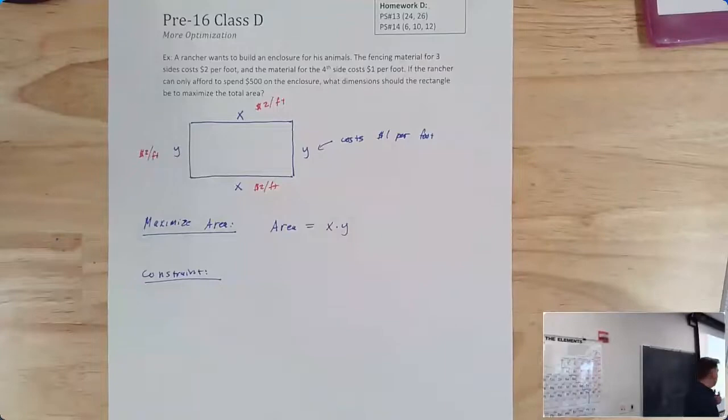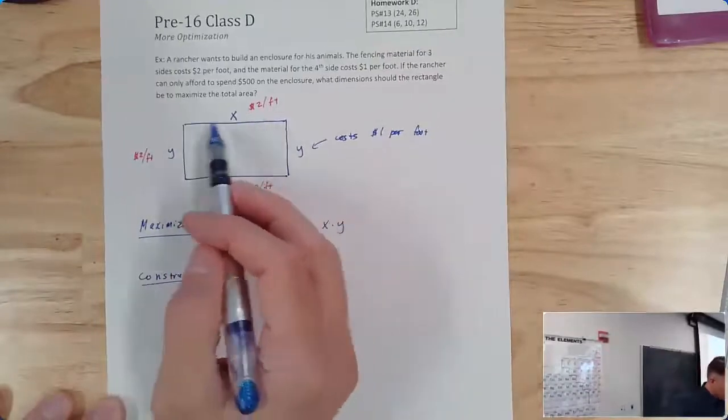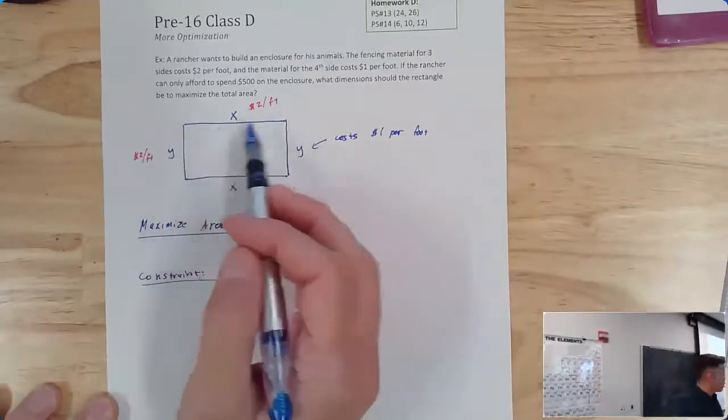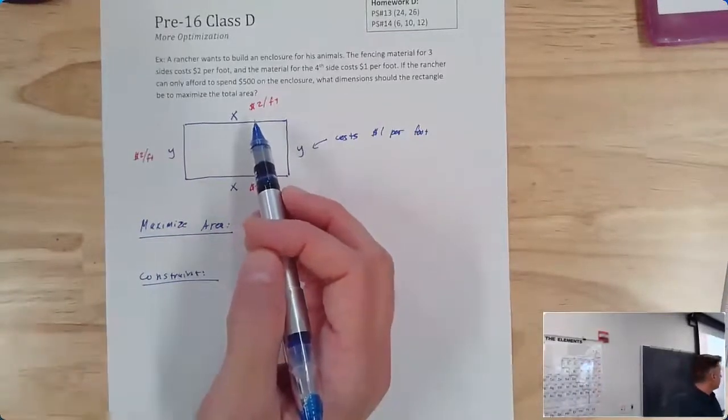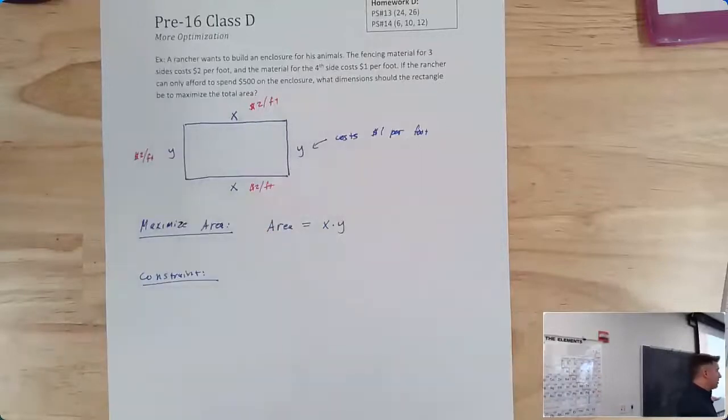So let me ask you all a question. Let's say we did all the work. We got some pretend numbers for answers. Let's say this side ended up being 100 feet long. That X side. How much did that side cost to build if it was 100 feet long? $200, right? Because you multiply the number of feet by $2 per foot. Well, we don't know that it's actually 100 feet. We've called it X feet long. So it's going to cost $2 times X, because that's how many feet we have times the price per foot.